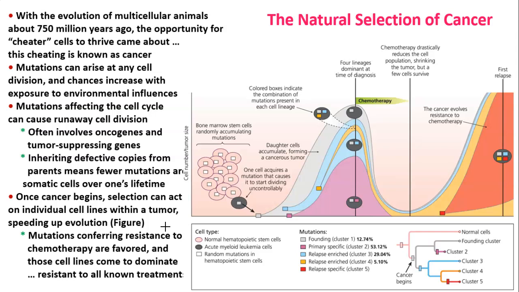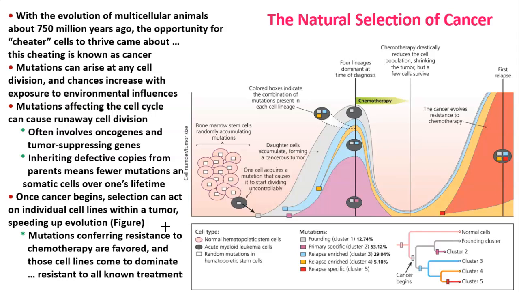And cheater cells in a multicellular creature like us animals are known as cancer, because indeed mutations can arise at any cell division. There's always that opportunity when DNA is replicating. And of course, chances of mutation increase with exposure to environmental influences as well, like, say, for example, smoking or UV radiation for skin cancer. And these mutations affect the cell cycle, and those that do affect the cell cycle can cause runaway cell division, which is cancer. And these mutations, as you've been exposed to, often involve oncogenes and tumor suppressing genes. So there's multiple genes that need to be knocked out and modified in order for cancer to take off.